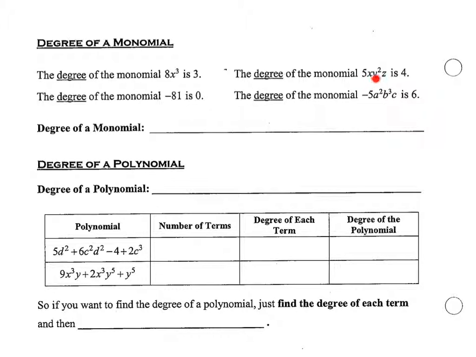So that's a total of 1, 2, 3, 4. That's why the degree is 4 there. Then we have this third one here, bottom left. Negative 81 doesn't have any exponents, so its degree is 0. And the bottom right here, a squared has 2, b to the third has 3, c has 1. So 2 and 3 and 1 make a total of 6, so the degree is 6.